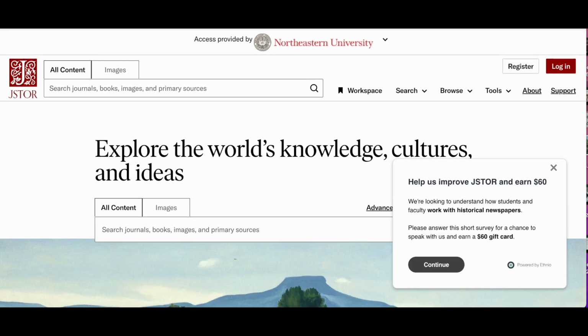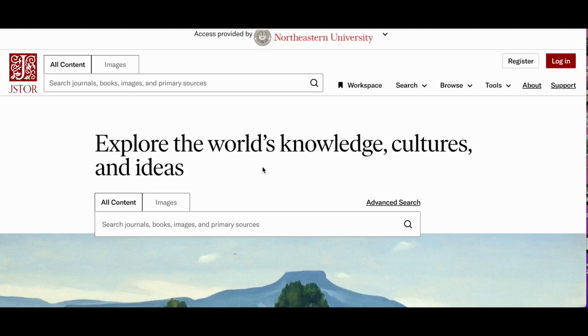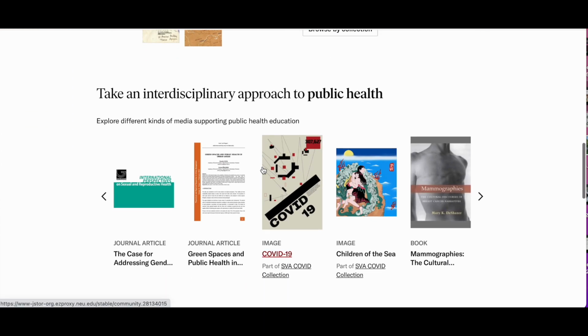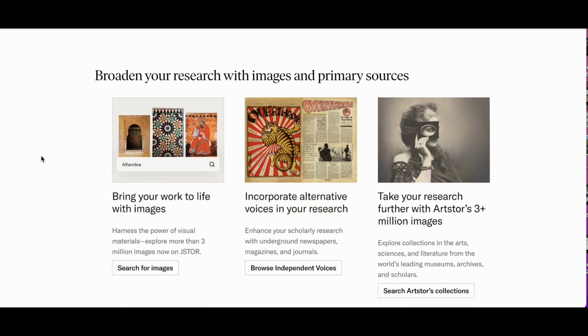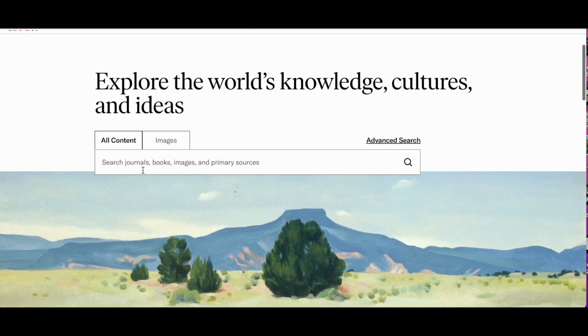So yeah, here on JSTOR, you can see, this is branded: explore the world's knowledge, cultures, and ideas. That's how they brand their particular database here. And they have on their homepage here some things that they are featuring at the moment. But the real thing is this search box here: search journals, books, images, and primary sources.